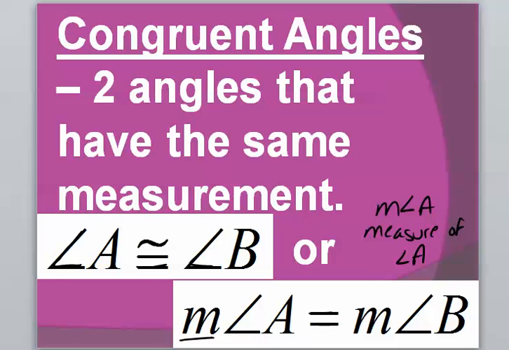We're talking about the actual degree measure. Maybe it's 30 degrees, and the measure of angle B, maybe that's 30 degrees. That's when we use the equal sign. So if you put the M out front, talking about the measure, how many degrees it is, we use the equal sign. Just talking about the figures, we use the congruent symbol.